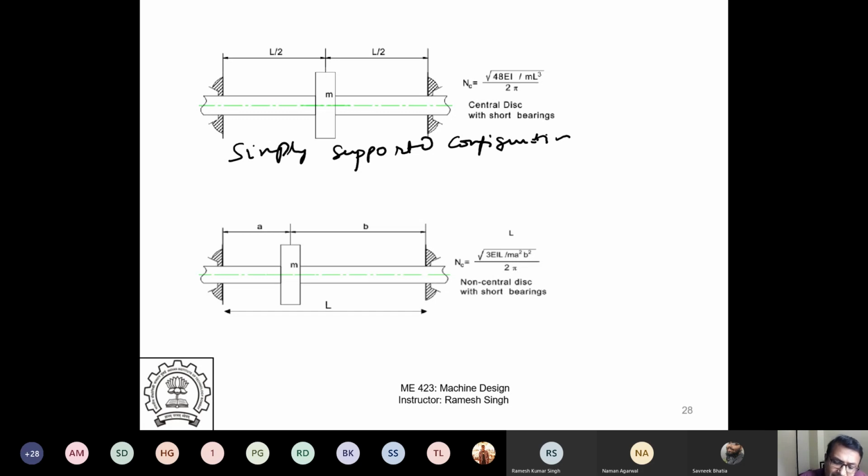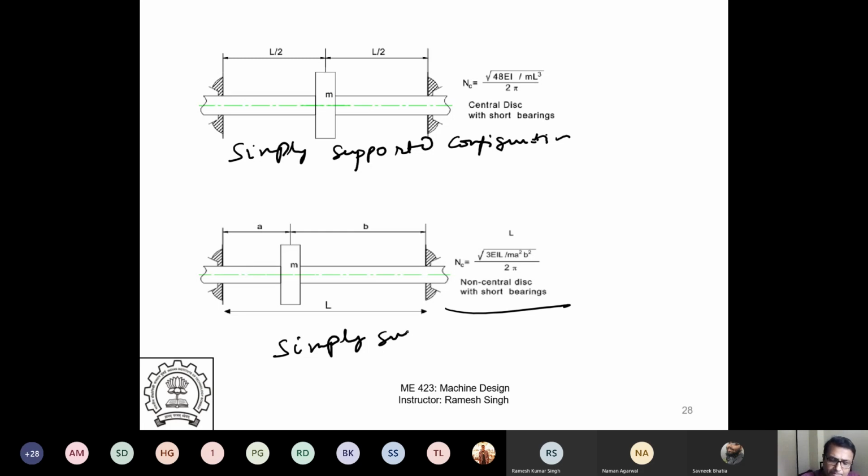Now, non-central disc with short bearings. Again, these can be assumed to be simply supported. These are very gross, first order approximations. You should remember that. These are first order approximations, and I can use these very effectively. I'll actually show you a method with which you can use it very effectively to find it for a system.